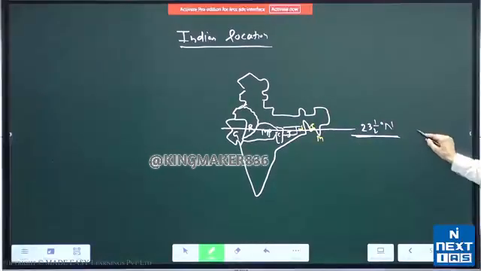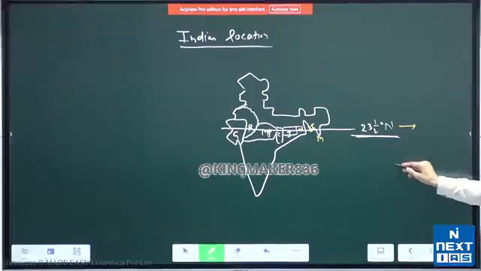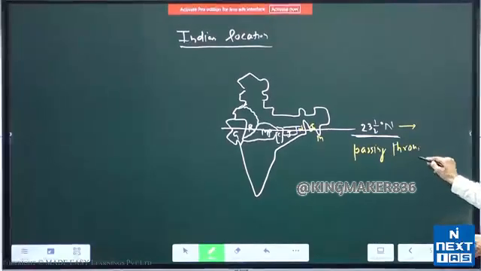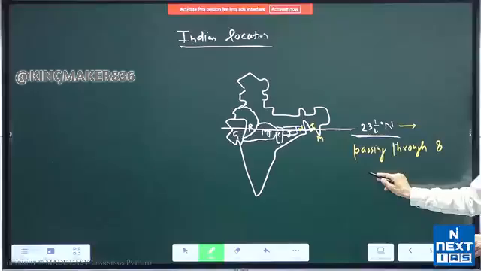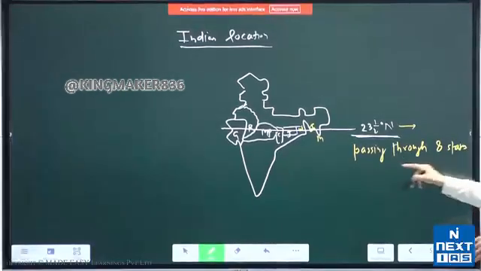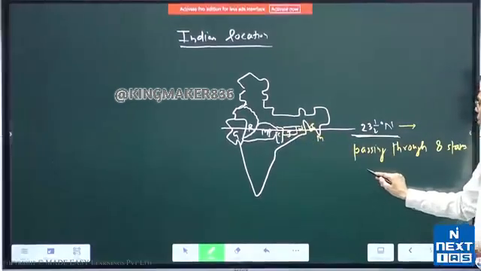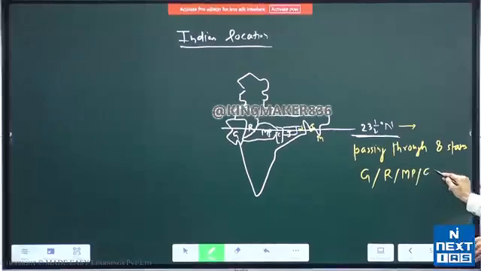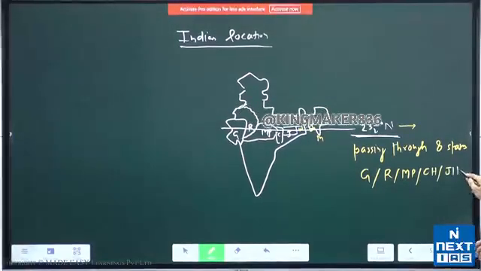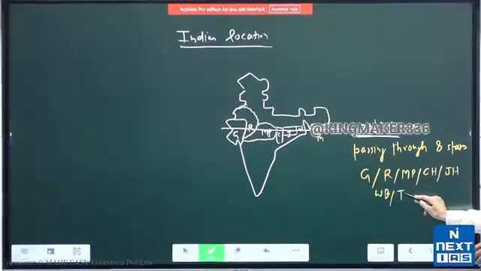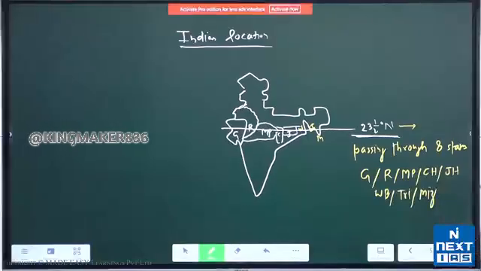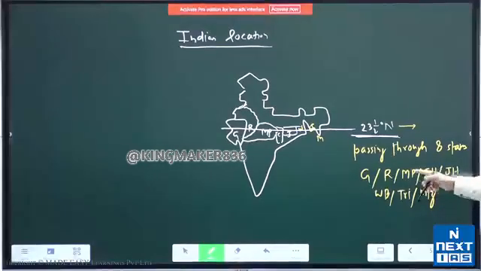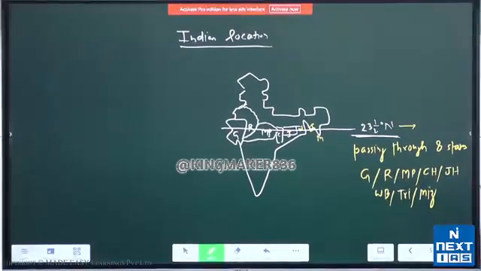Mizoram. So the 23.5 degree north Cancer line passes through how many states? Passing through 8 states. Which 8 states? Systematically we proceed from one direction to another. Suppose we take one end, Gujarat. First Gujarat, then Rajasthan, then Madhya Pradesh, then Chhattisgarh, CH for Chhattisgarh, JH for Jharkhand, WB for West Bengal, TRI for Tripura, MIZ for Mizoram. You can utilize symbols in notes making. Very objective notes must be there to revise it.